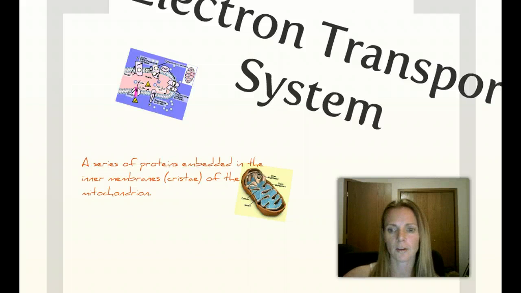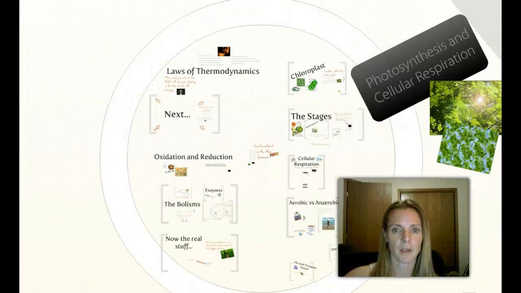All right, so there's our electron transport system. So look at that stuff. Isn't that beautiful? Photosynthesis, cellular respiration, all in this one little circle.